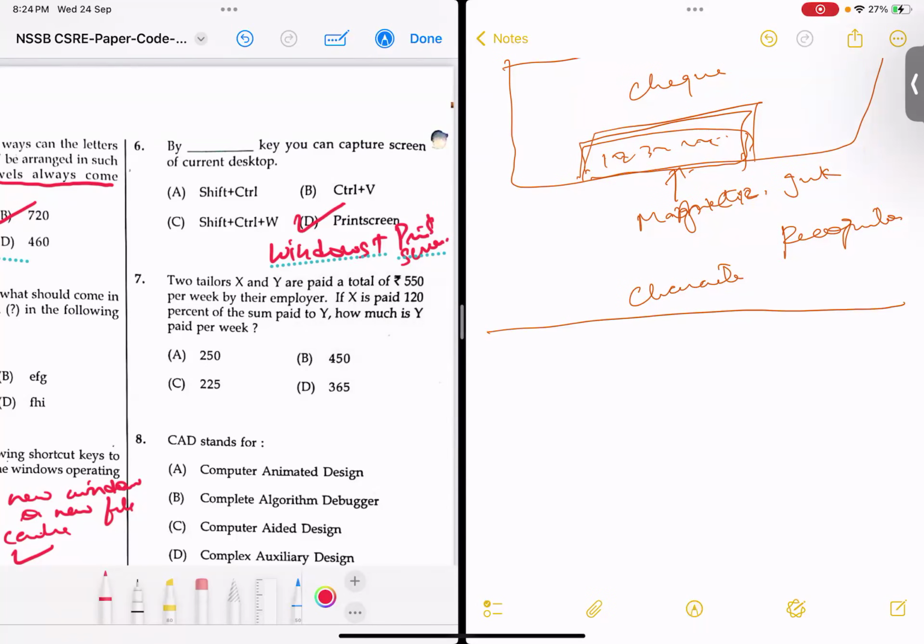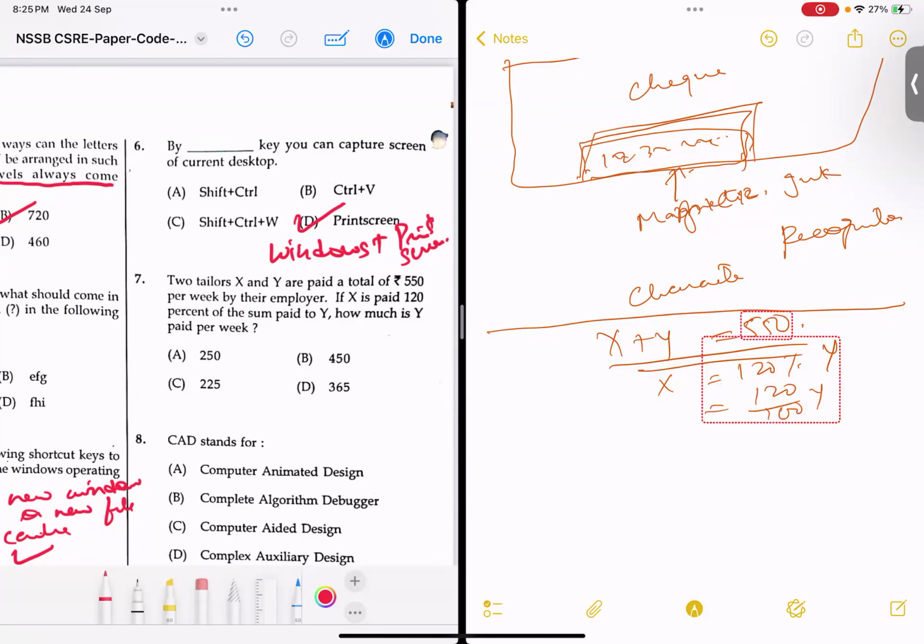So here it says two tellers, X and Y, are paid a total of rupees 550 per week by the employer. If X is paid 120% of the sum paid to Y, how much is Y paid per week? Now, it says that X and Y are paid a total of 550 rupees, right? And X is paid 120% of Y, which means it is 120 by 100 Y. It is 1.2 Y, which means X is paid more than Y.